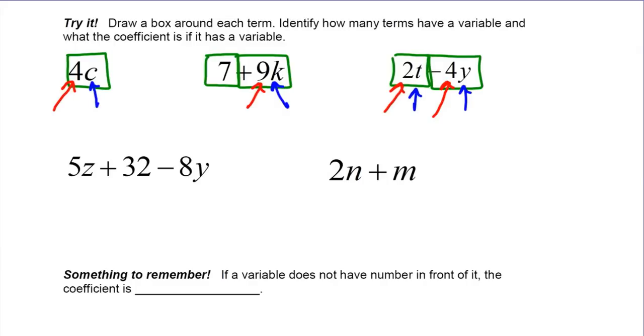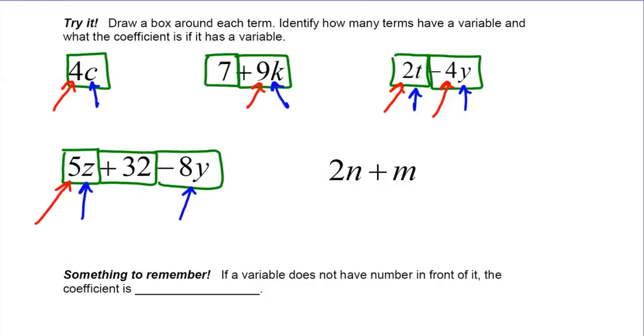The next one, 5z plus 32 minus 8y. There are 3 terms in this expression, 5z plus 32 minus 8y. Only 2 of these terms contain variables. The first term contains a z, and the third term contains a y. Those are our variables, so then they have coefficients. The coefficient of the first term is 5. And the coefficient of the third term is 8, or negative 8, we could say. 32 is not a coefficient because there is not a variable in that term.